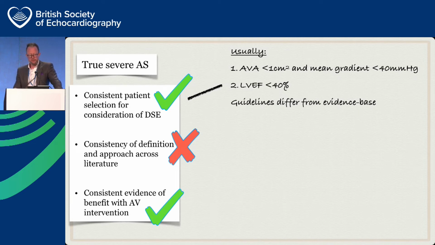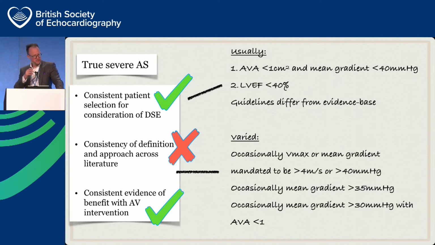You'd also think there'd be a real consistency of what we mean by true severe AS. In fact, there isn't. Occasionally, they'll sometimes say that the Vmax has to go to above 4, or the mean gradient has to go above 40, or sometimes the mean gradient just has to get above 35, or sometimes the mean gradient just has to get above 30, or sometimes you just don't care as long as the valve area stays less than 1. So in actual fact, when you go back and look at some of these database analyses, it's very varied what they define as actually this true severe AS. How do we know then that we're doing the right thing?